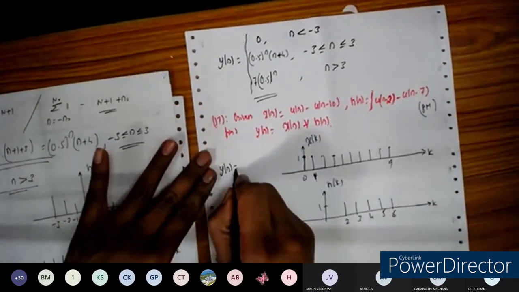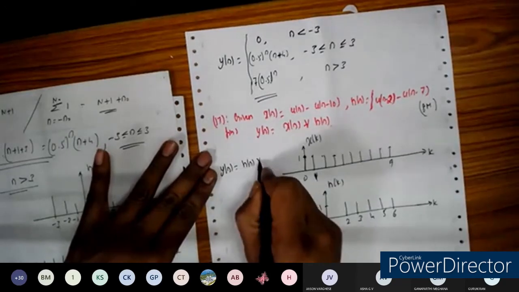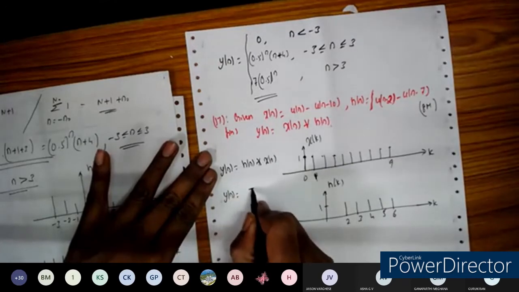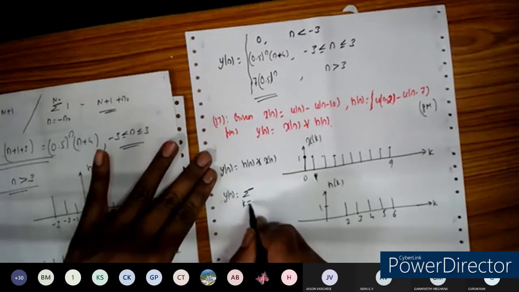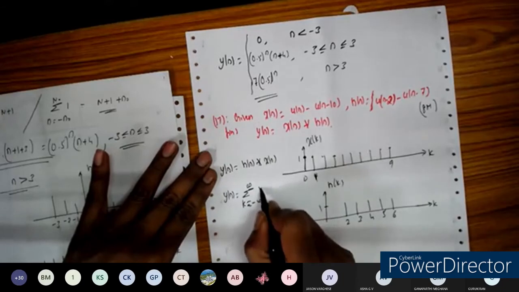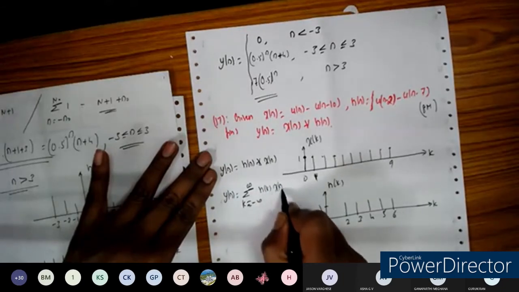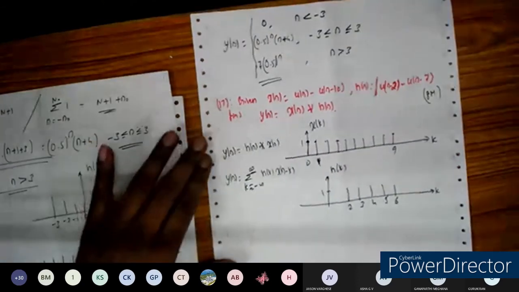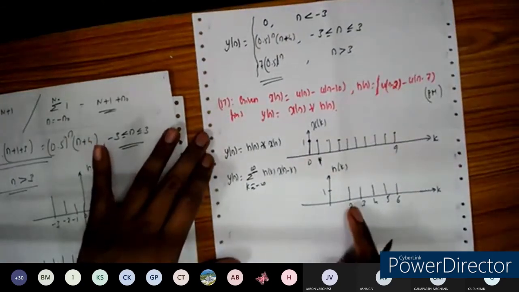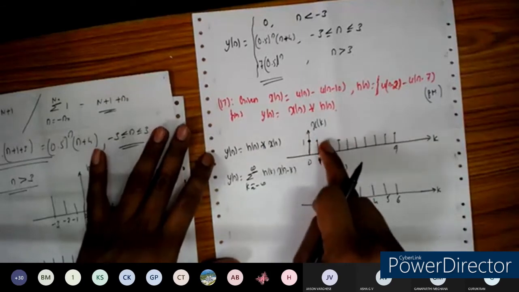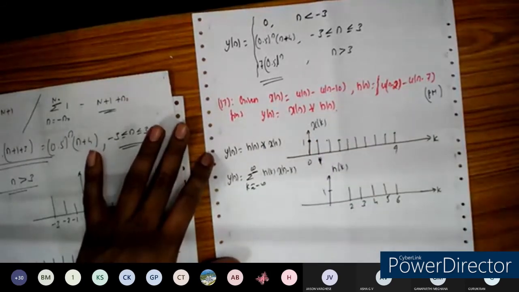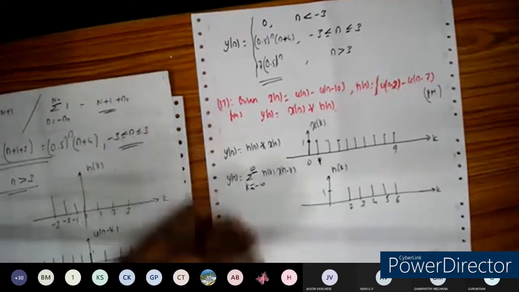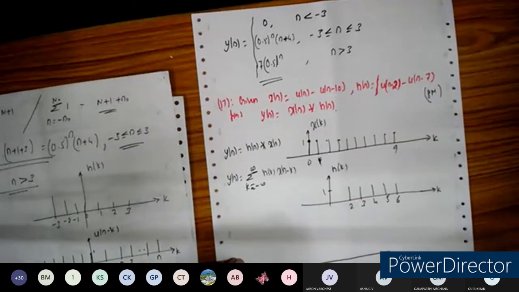So I'm going to take y of n is equal to h of n convolution with x of n. So y of n is equal to summation k from minus infinity to plus infinity of h of k into x of n minus k. We have h of k as it is, and we want x of n minus k. So first let us plot x of n plus k. The signal will be shifted towards the left side by n units here.